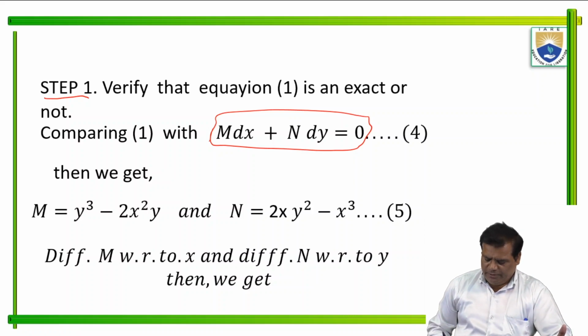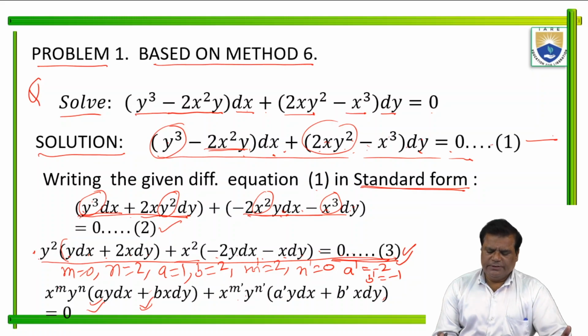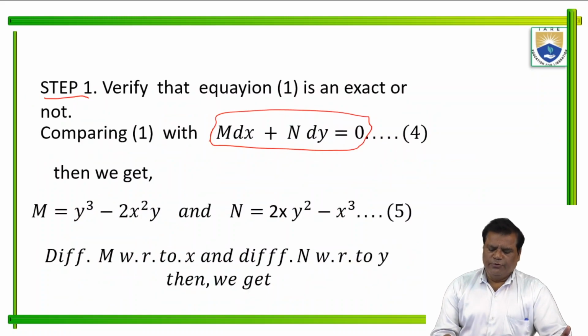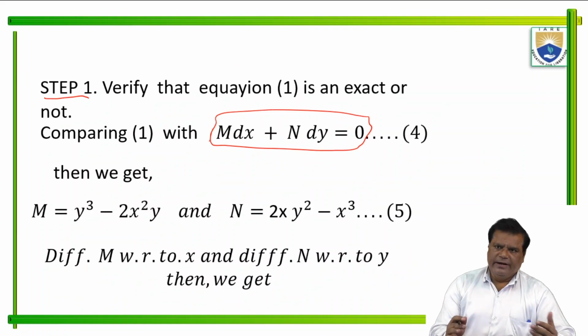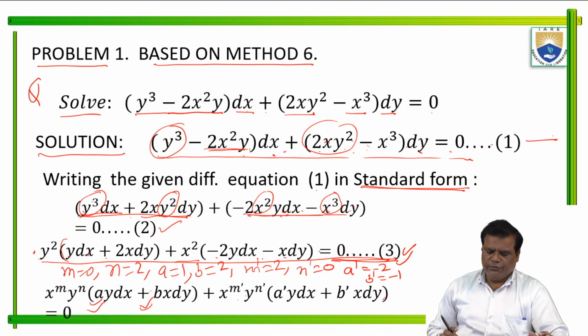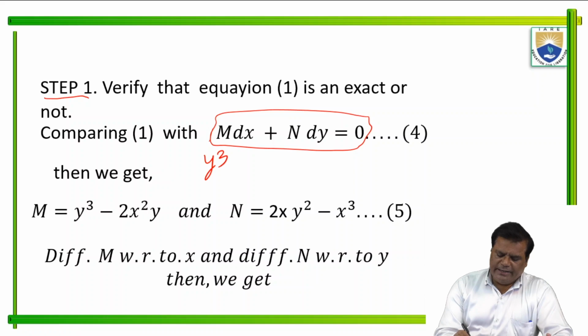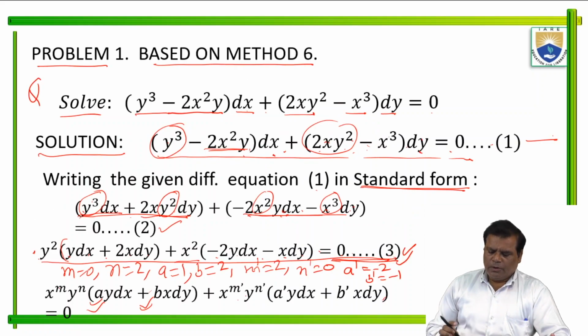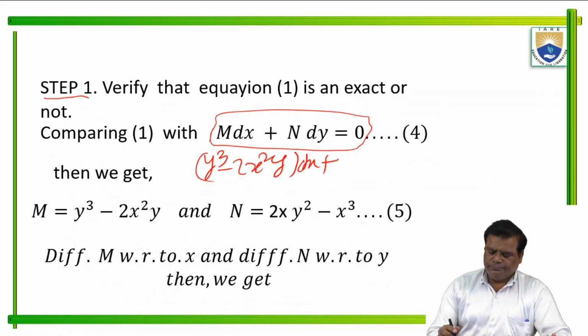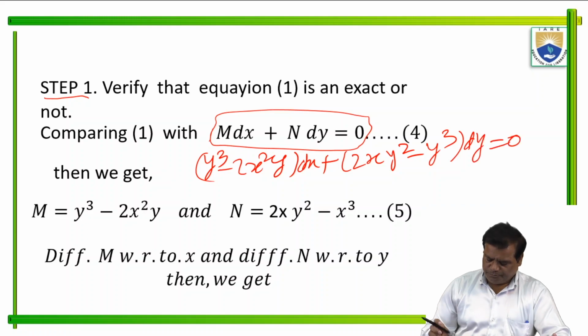So now equation 1 is this and equation 4 is this. Comparing 1 and 4, I am writing equation 1 here: (y cube minus 2x square y) dx plus (2xy square minus x cube) dy equal to 0.